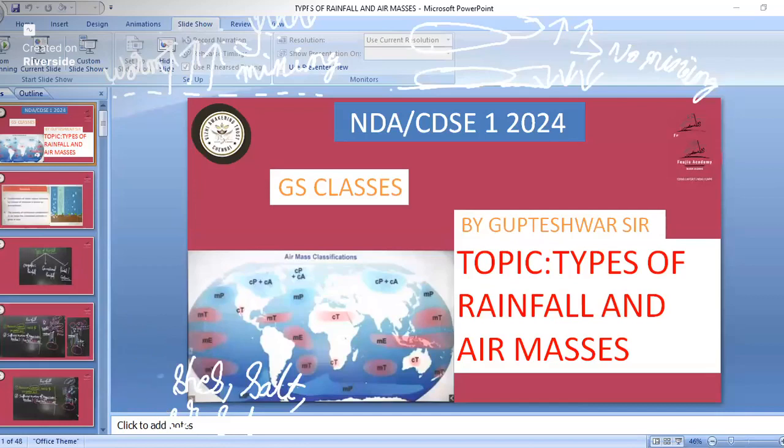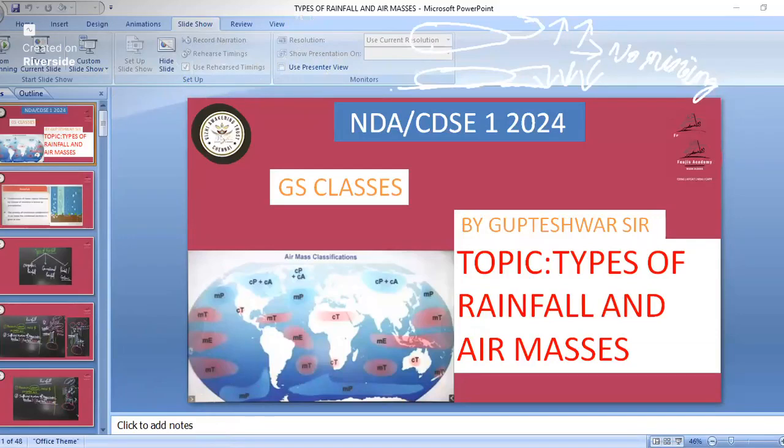So these two conditions you must remember, and one more condition you must remember about the relative humidity: it should be 100% relative humidity. If it has 100% relative humidity, it has been saturated, so the air should have saturation. That is how rainfall comes down to the earth surface. So this is about the rainfall.